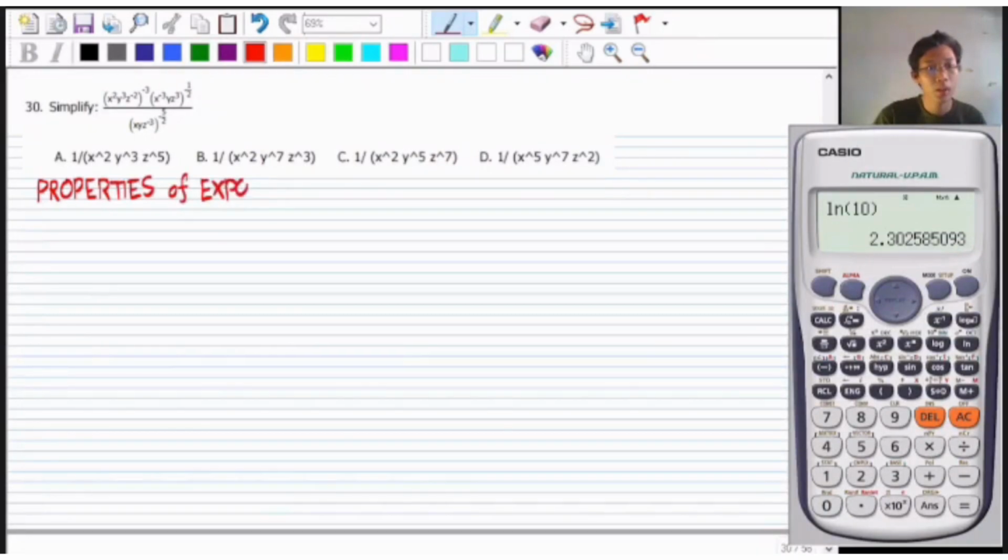Unang property, we have a raised to m times a raised to n. Okay, pag similar bases yan, tapos may mga exponents, so anong gagawin lang? I-plus mo lang ang exponent.